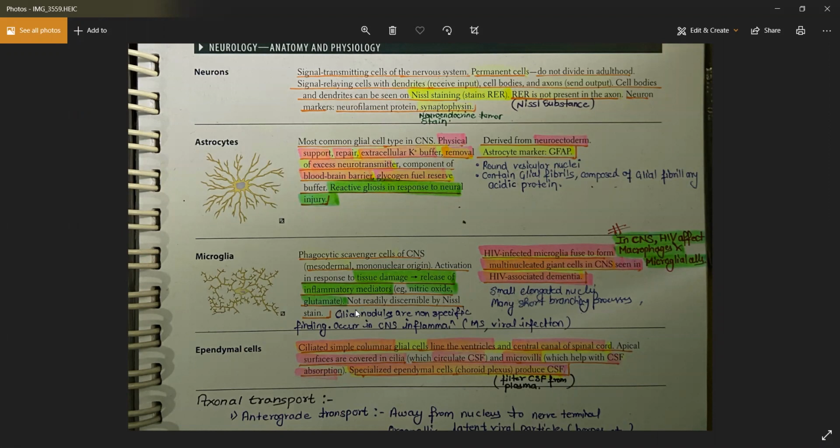So the reactive gliosis is caused by the astrocytes. Okay, and the glial nodules are formed by the microglial cells. Is that okay? Any doubt?